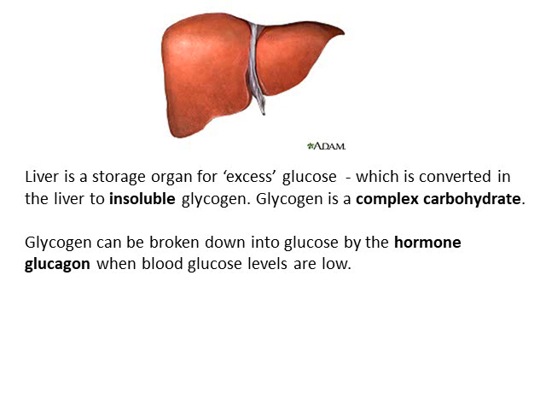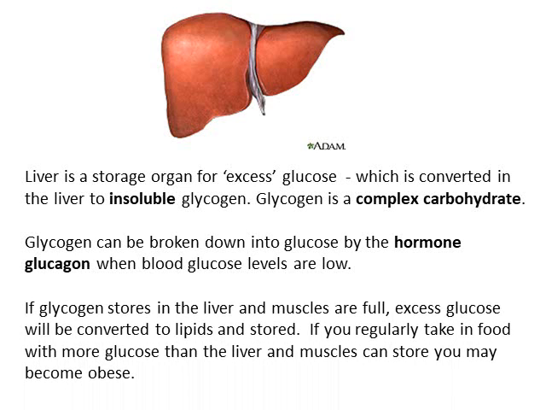If your glycogen stores in the liver and muscles are full, the excess glucose is converted into lipids and stored. So if you regularly take in food with more glucose than the liver and muscles can store, you may become obese, a little bit too cuddly for some. This is why people drinking lots of Coke, which has about 10 teaspoons of sugar, and those nice Costa coffees, frequently doing that and having a sedentary lifestyle can become harmful to the body itself.